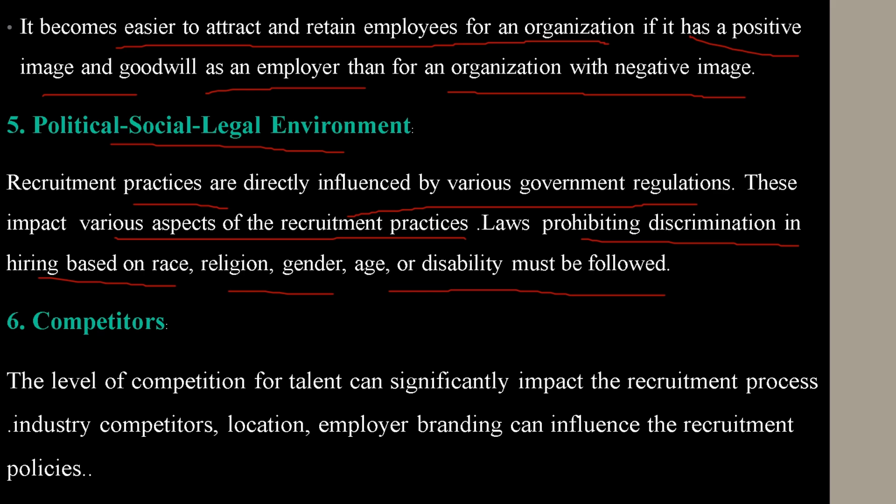If you think that a particular person under this category is not a good fit, not matching the skills and knowledge, and you found another person who matches all the skills and knowledge according to the requirement, then also you need to take the person under those categories. You need to give priority to them because the government has made a rule to be followed. So this is political, social, and legal environment.